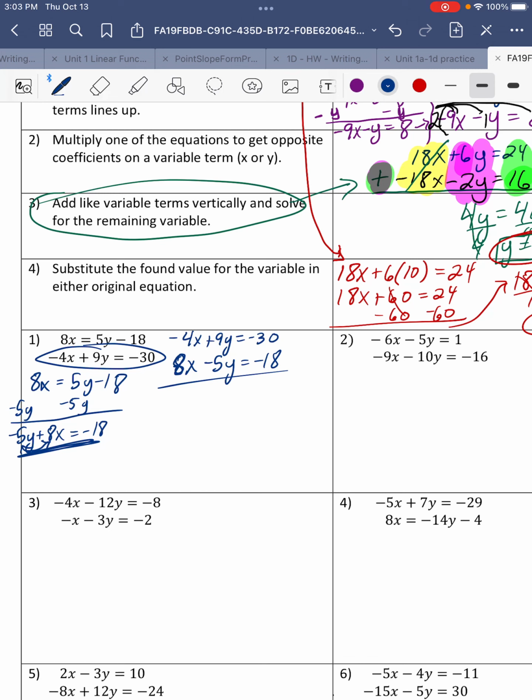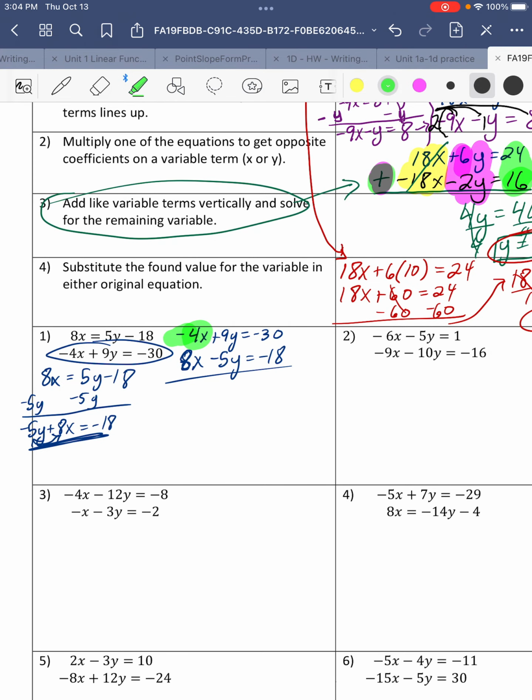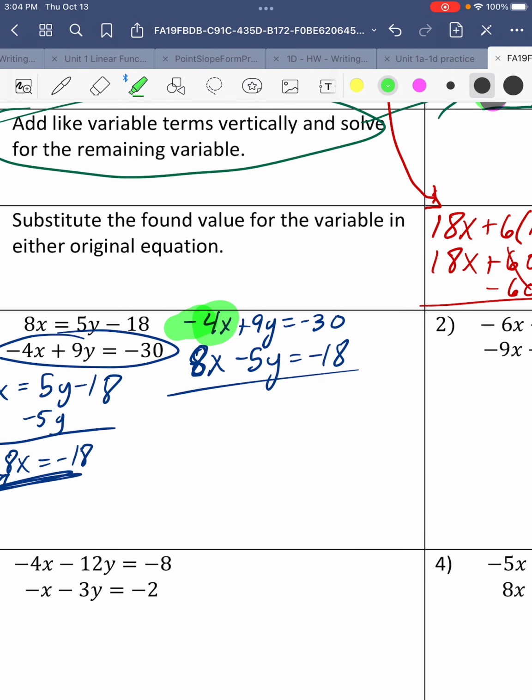Now, I don't have any coefficients that are opposite. So I need to look at, can I multiply this first equation by 2 to get negative 4 to be negative 8, and I want a positive 8. If I were to choose these other 9 and 5, I would need to multiply the bottom equation by 9 and the top equation by 5 to get 45 and negative 45, which you certainly can do. Just a little more work.